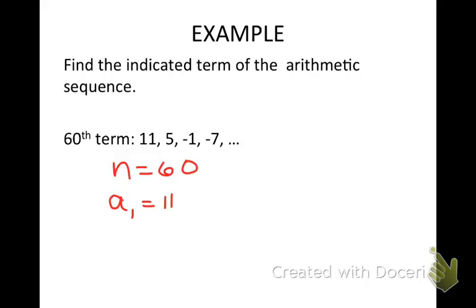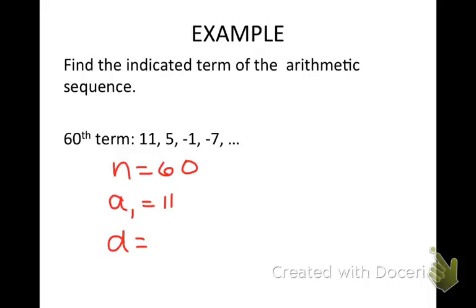Wait, what's 59 times 6? I don't know. 59 times 6. Oh, I got it. I did it right. Negative 6, right? Yeah, I think so.